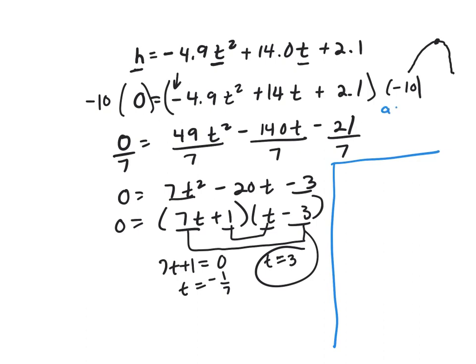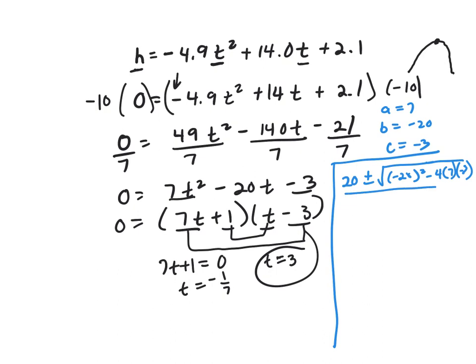If you use the quadratic formula, your a would be 7, your b would be negative 20, and your c would be negative 3. So negative b would be positive 20 plus or minus the square root of b squared minus 4 times a times c all over 2 times 7. And you would go from there.